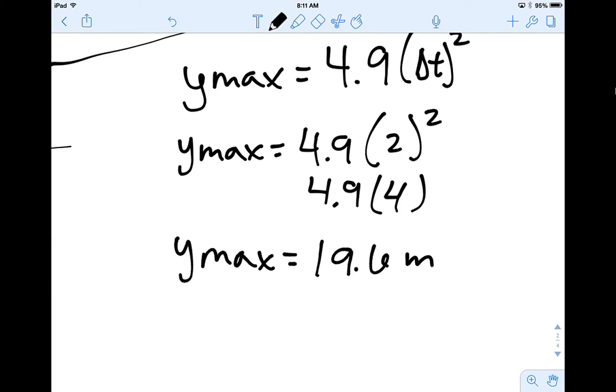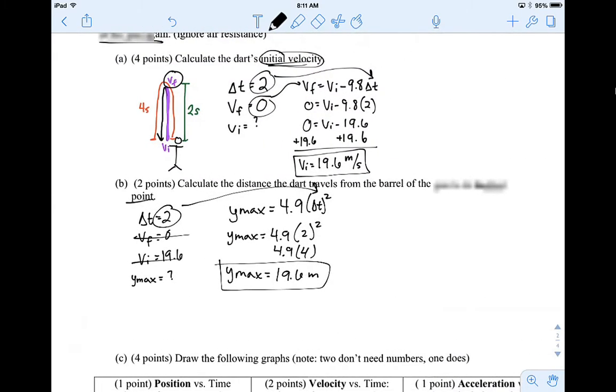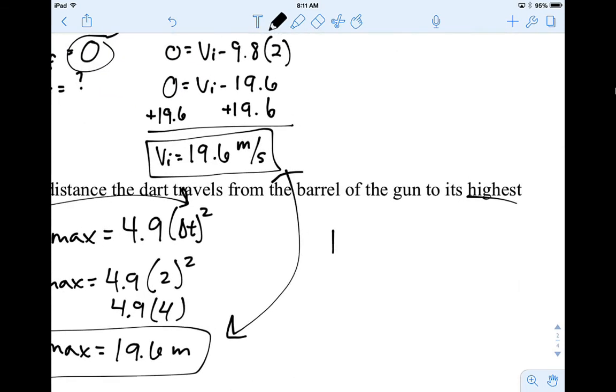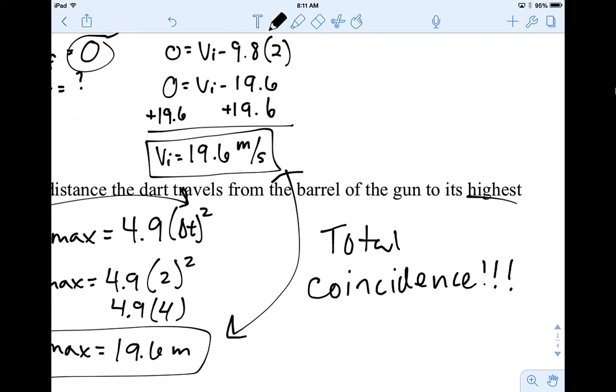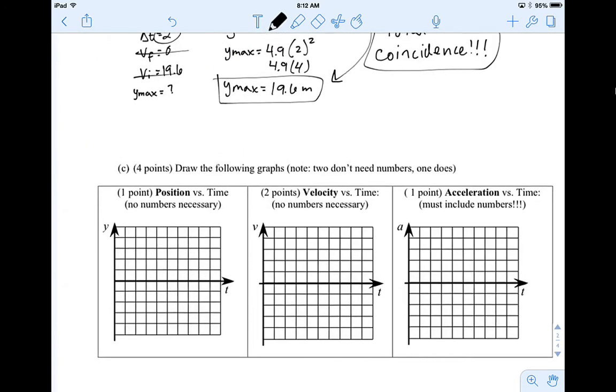19.6 meters. Now, let me say this, people. The fact that these two are the same is what we call a total coincidence. There is no significance to those two numbers being the same. It is a total coincidence. Don't read too much into that.